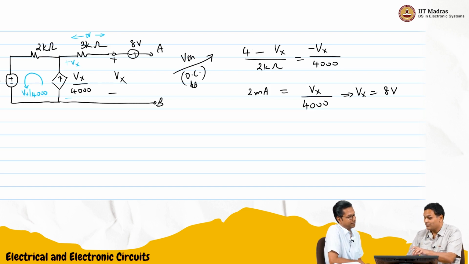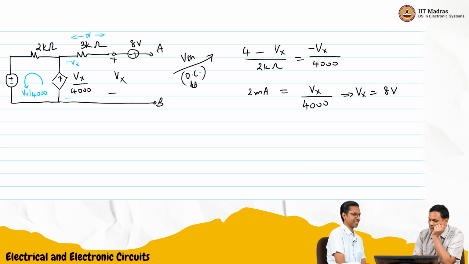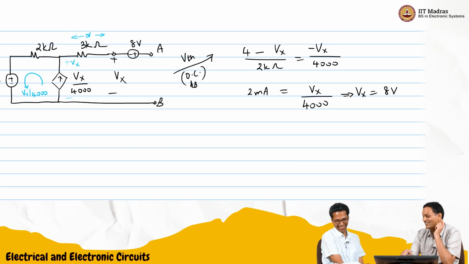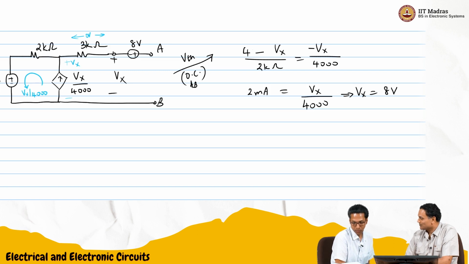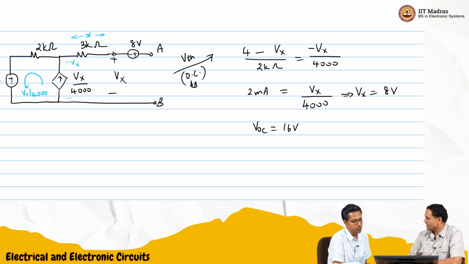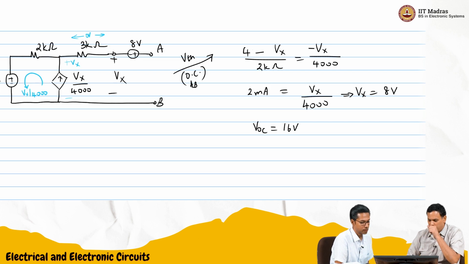We need to find out VAB. This is 8 volts, no? So we need to add another 8 volts, in this case, because you gave the polarities like this. So it will be 16 volts. You are going up in potential by another 8. I was worried that if it is opposite, then we'll get a VThevenin of 0. But right now it will be 16 volts. And now RThevenin we need to find.